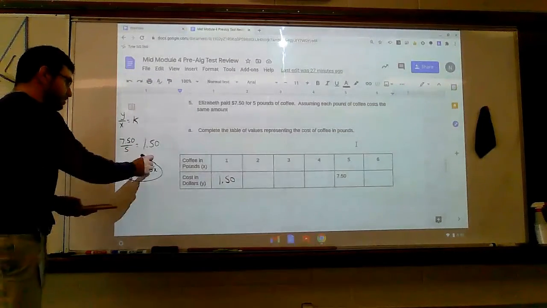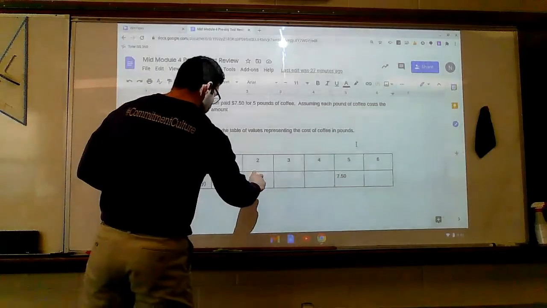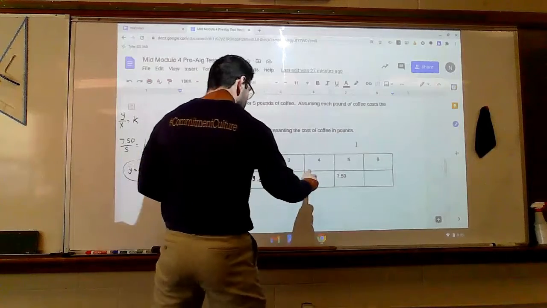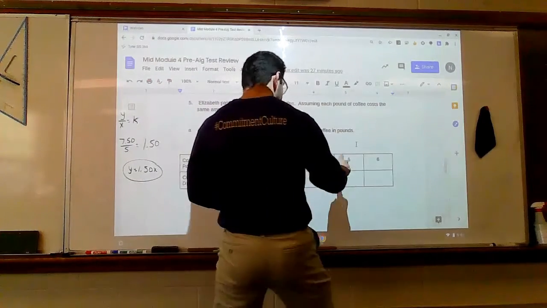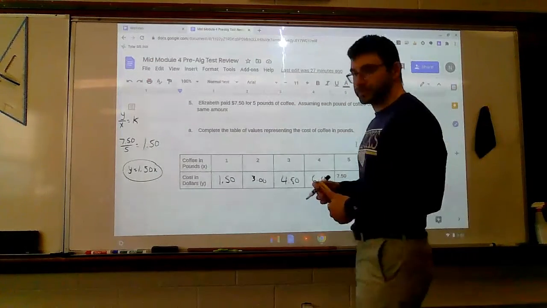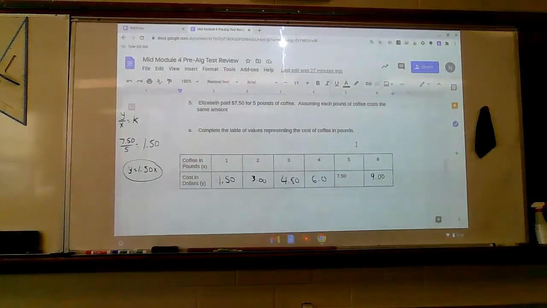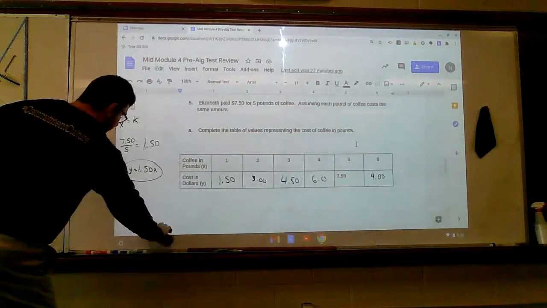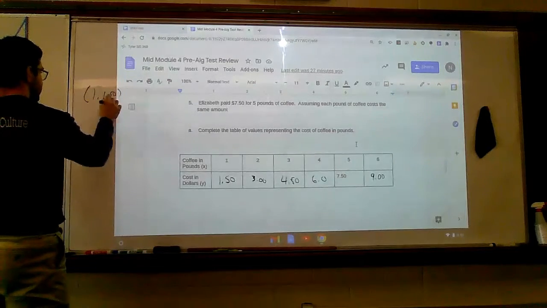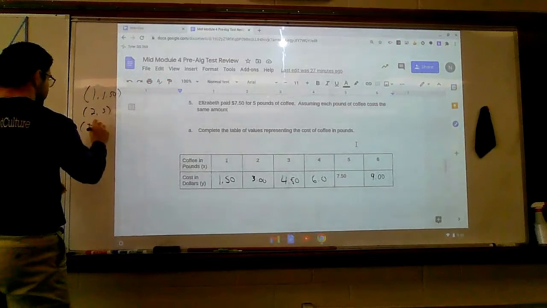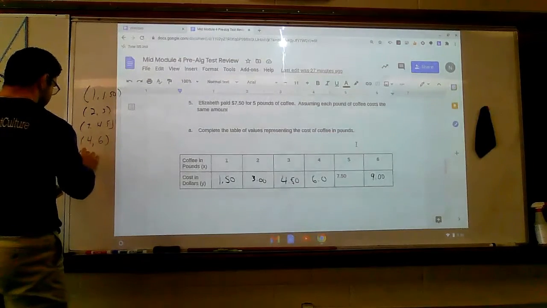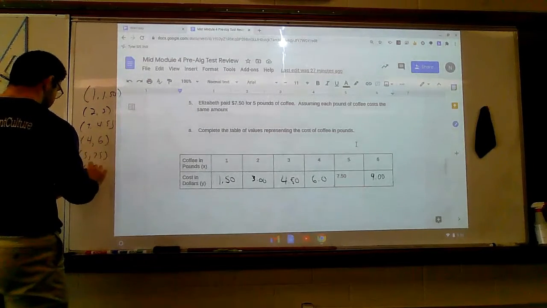So now I can plug in 2. 2 times 1.50 is $3. 3 times 1.50 is $4.50. 4 times 1.50 should be $6. And then 6 times 1.50 should be $9. Okay? Now I'm going to come over here and I'm going to kind of make some things because I know the next question I think is asking me to graph. So my ordered pairs are (1, 1.50), (2, 3), (3, 4.5), (4, 6), (5, 7.50), and (6, 9).